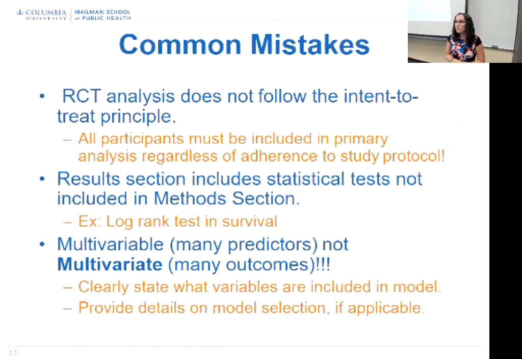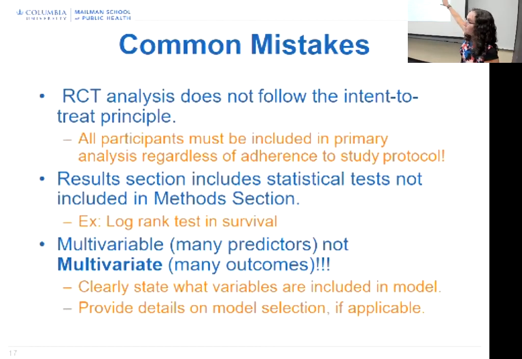So I'm going to spend the most time talking about the common mistakes in the methods section. The first is when conducting an RCT. For the most part, it's standard to carry out what's called an intent to treat analysis, which means you're going to analyze everybody that was randomized, whether or not they completed the study, whether or not they actually completed treatment. So if they're randomized to group A, you're going to analyze them in group A. And if they're randomized to group B, you're going to analyze them in group B.